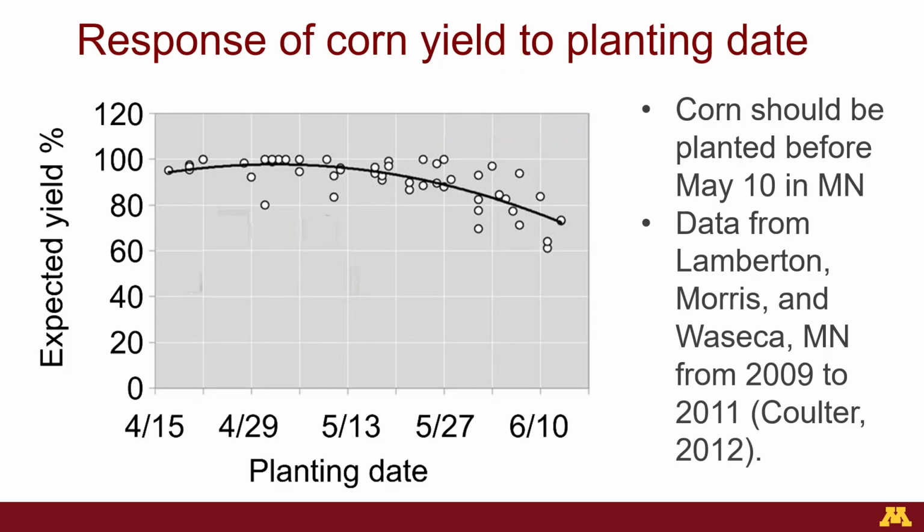This graph shows that corn in much of Minnesota should be planted before May 10th for maximum yields. Often, organic producers will decide that even though delayed planting might result in slightly lower yields, the weed management benefits outweigh the yield hit.